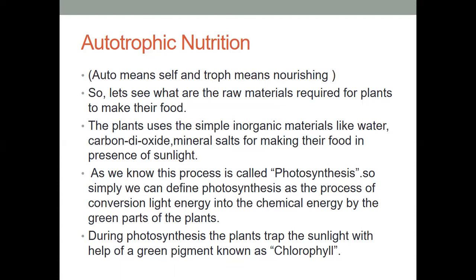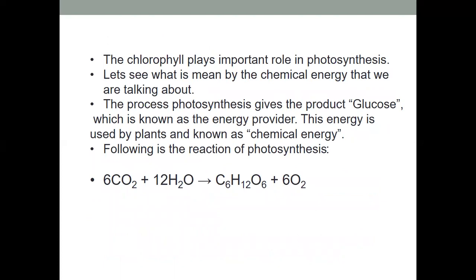So during photosynthesis, what is happening? The sun is giving us the light energy, and that light energy we are converting into chemical energy. Okay, so what happens exactly? Chlorophyll has that ability to trap the sunlight. Okay, so this sunlight gets trapped, and that energy is used by the plant for producing glucose. During photosynthesis, plants trap the sunlight with the help of the green pigment known as chlorophyll. So chlorophyll plays a very important role in photosynthesis.